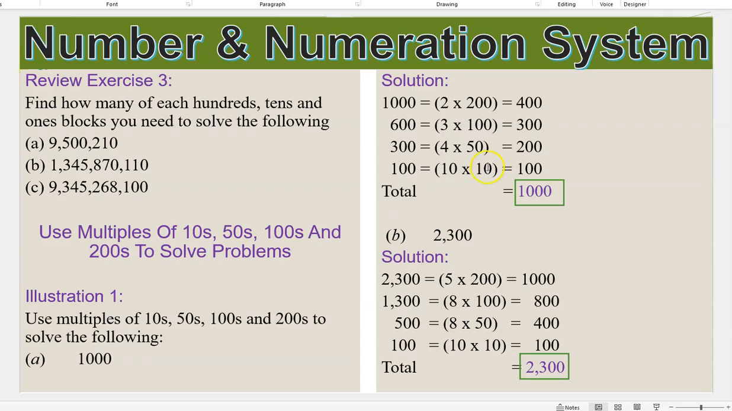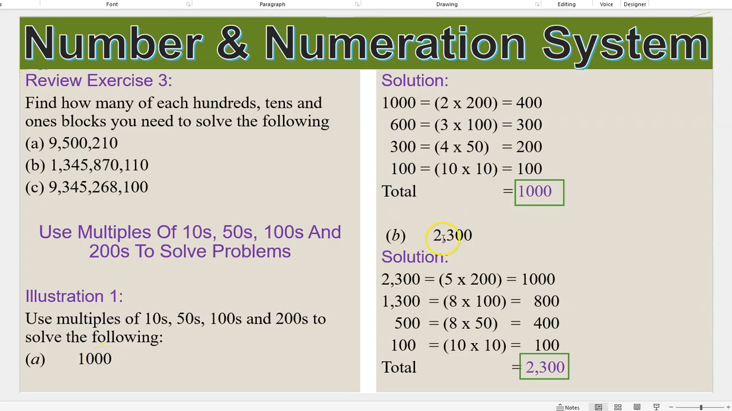How many tens do we need? We need 10. So 10 times 10 gives us 100. When we sum them up, it gives us 1,000. That is equal to the answer. When you sum them up and the answer is different from the given question, you have to redo it.